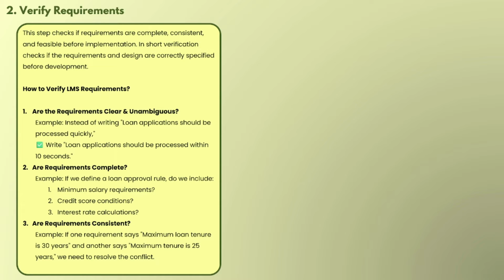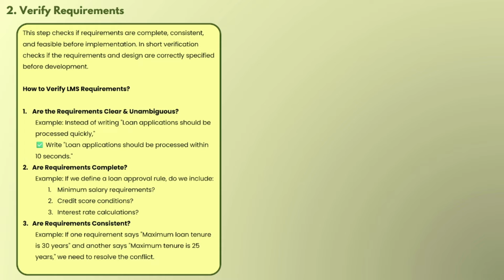And the next question for verification of requirements is, are our requirements consistent? Here we make sure the requirements do not contradict each other. Everything should fit together logically without conflicting ideas or details. Let us check the example. If one of the requirements says maximum loan tenure should be 30 years and another requirement says that maximum tenure is 25 years.